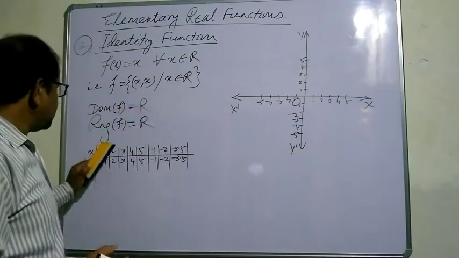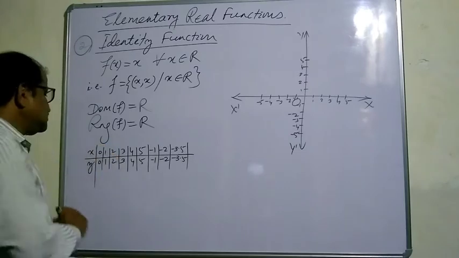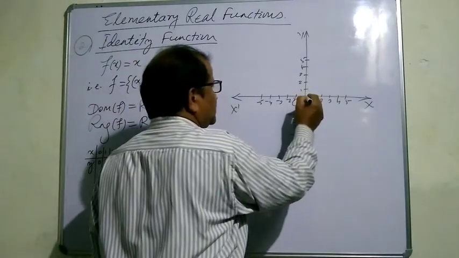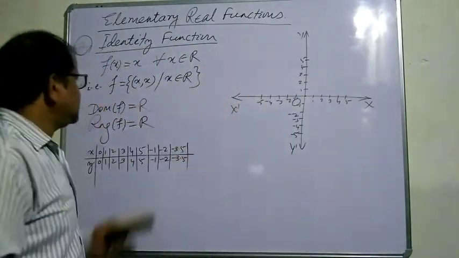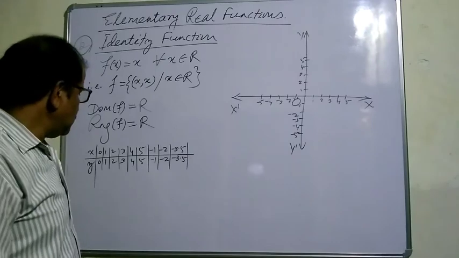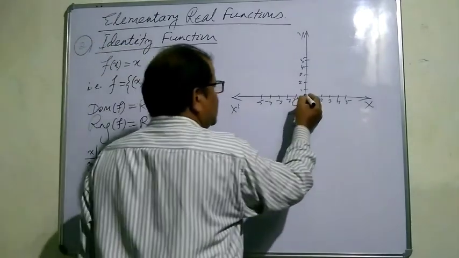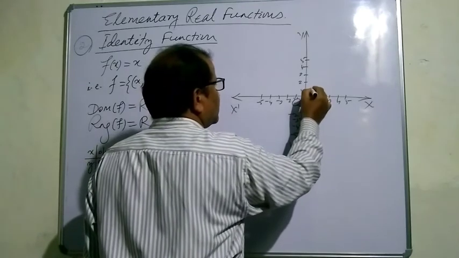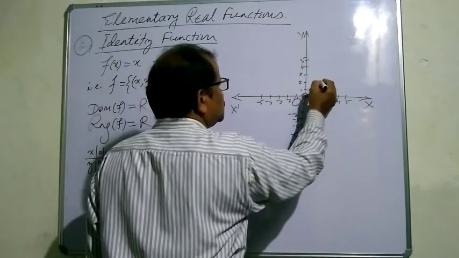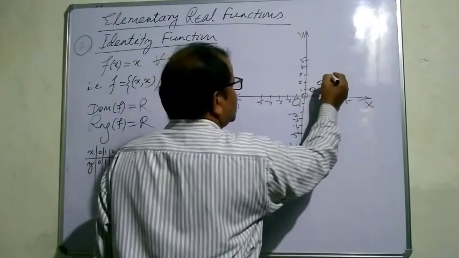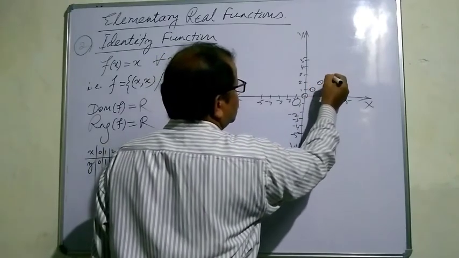Yes, when x is 0, y is 0. y is equal to f(x), and f(x) is equal to x. So 0, 0 is a point. Then 1, 1 is a point. 2, 2 is also a point. 3, 3.